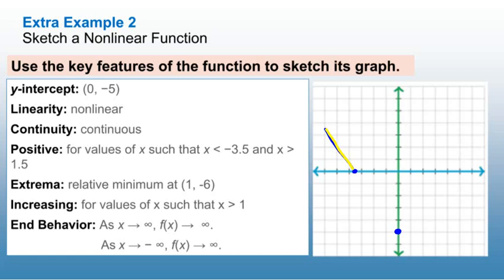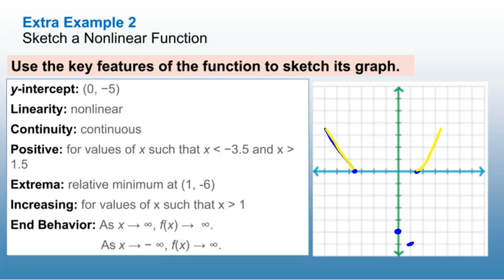And it's above the x-axis when x is greater than 1.5. So 1.5 would be right here. That means it's greater than right there. We have a relative minimum at (1, -6). So (1, -6) would be down to here. And it says it's increasing for values of x such that x is greater than 1. So anything greater than 1, it's always increasing.